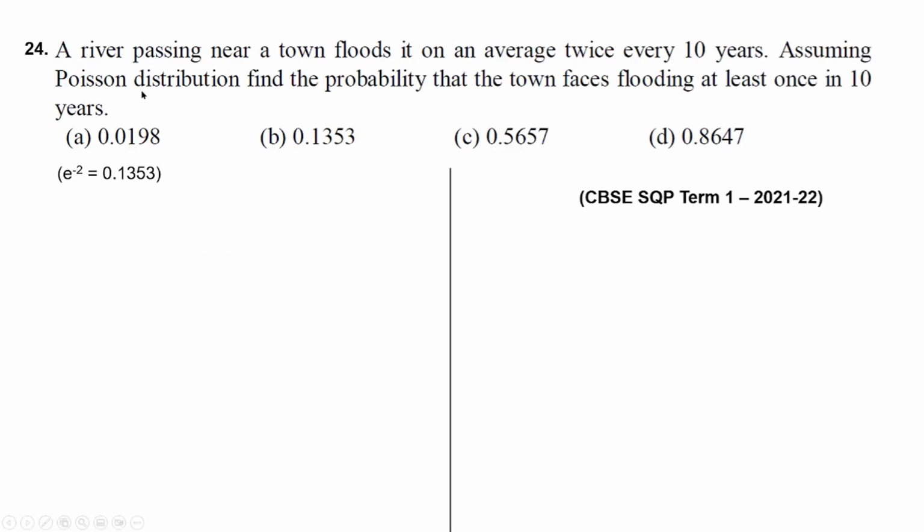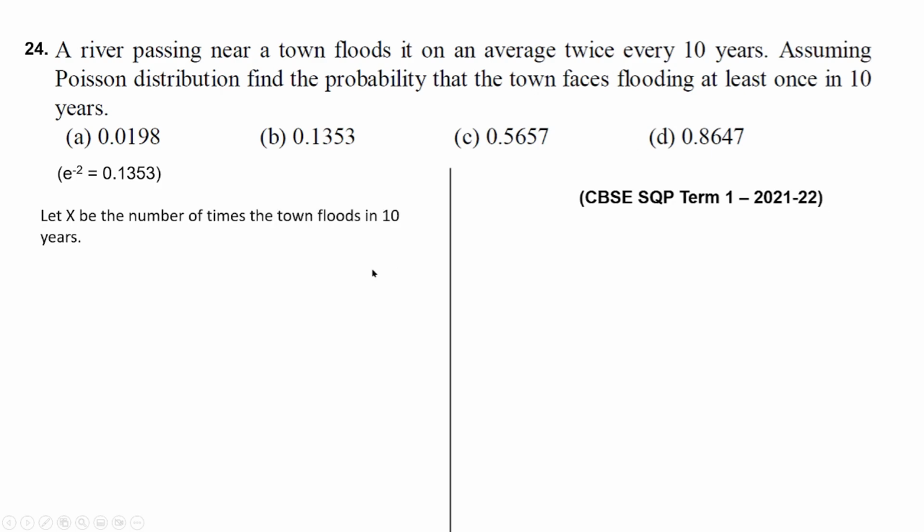Next question, a river passing near a town floods it on an average twice every 10 years. Assuming Poisson distribution, find the probability that the town faces flooding at least once in 10 years. So here the average is directly given. It says a town floods on average twice every 10 years. So the average is 2. Assuming Poisson distribution, we have to find the probability that the town floods at least once in 10 years.